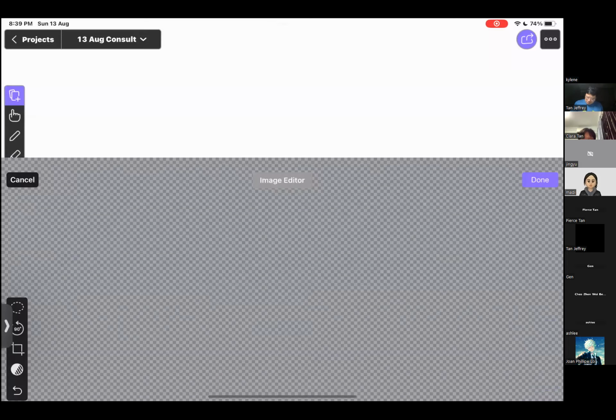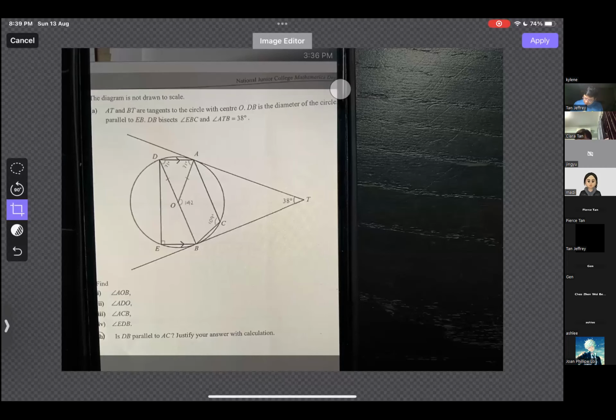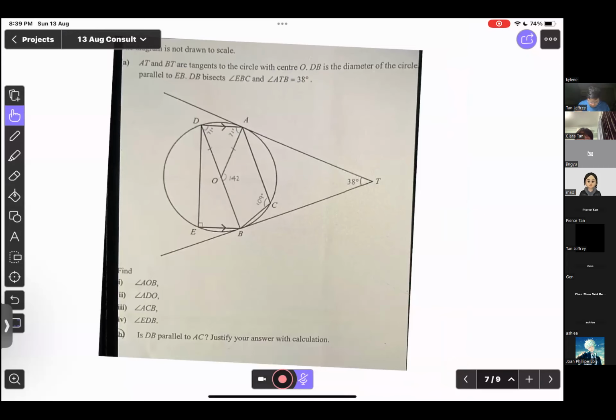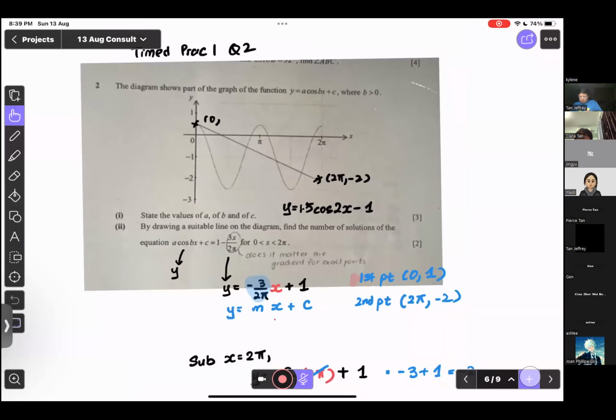Wow, geometry sucks. Okay, this one. Wait, there's one more. I don't know whether I put it in. Where is it? It was for question 3. Question 3, same page. Yeah, I think so. Okay.